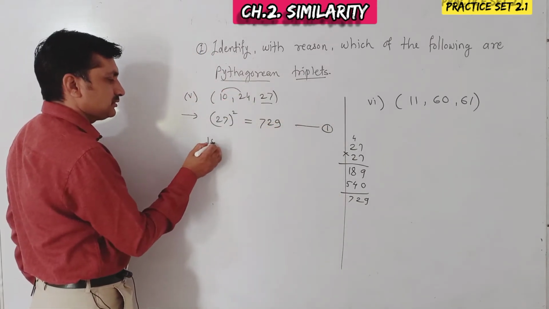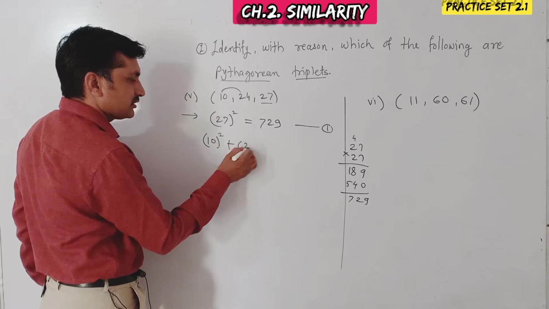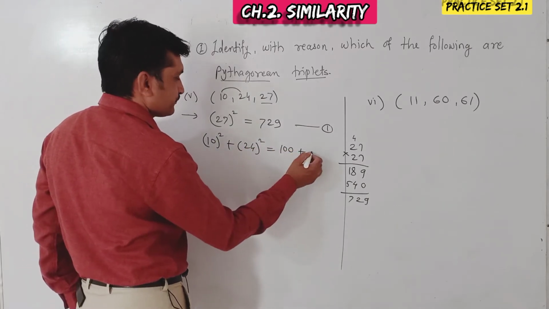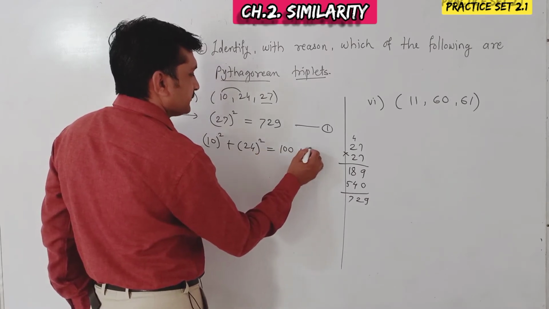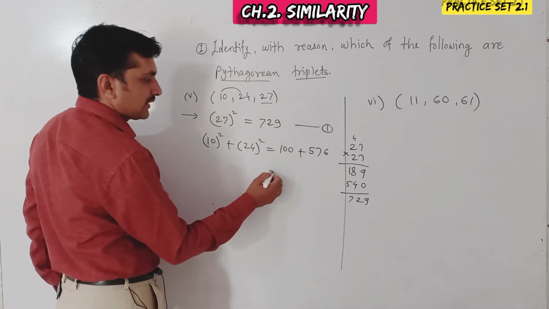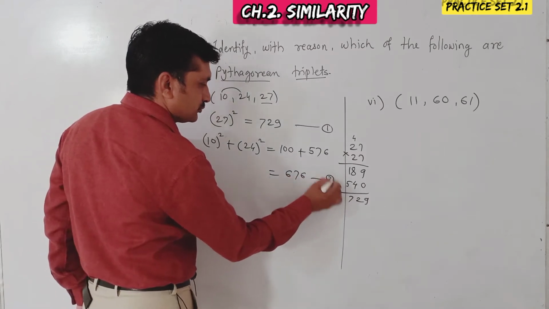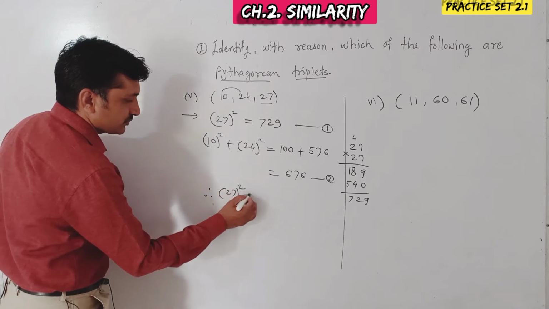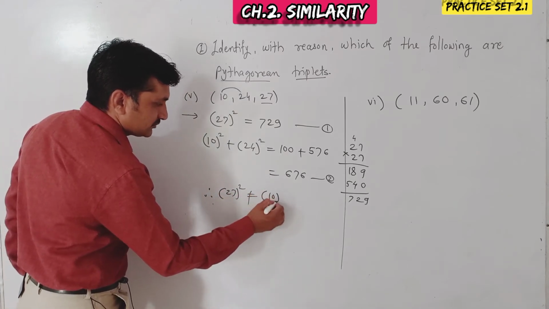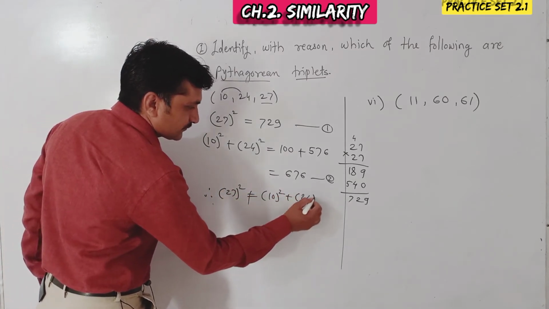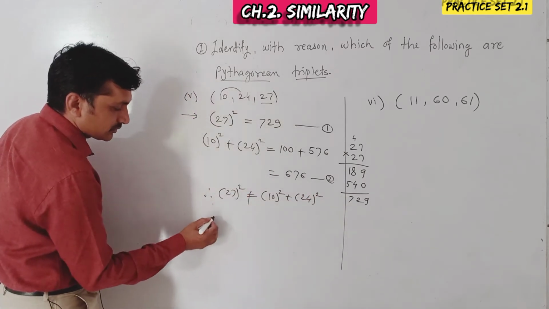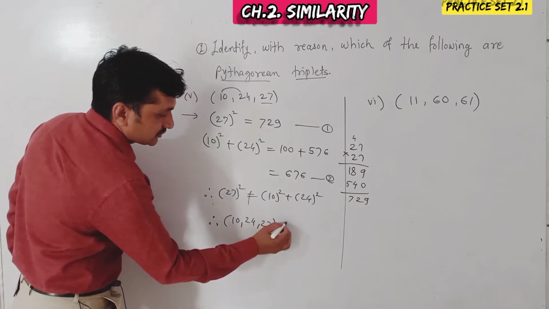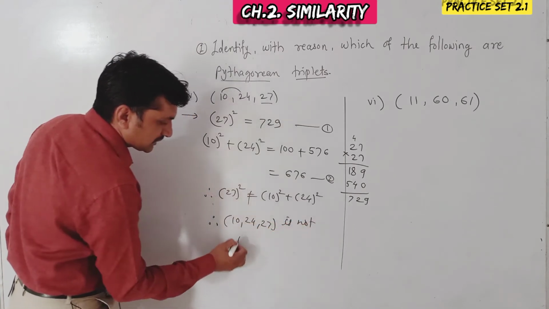Remaining two are 10 and 24. 10 square plus 24 square is equal to 10 square 100 plus 24 square of this 576. Then the addition is 676, number 2, not equal. Therefore we can write here now 27 square is not equal to 10 square plus 24 square, not equal. And if these sides are not equal, what is our answer? 10, 24, 27 is not a Pythagorean triplet.